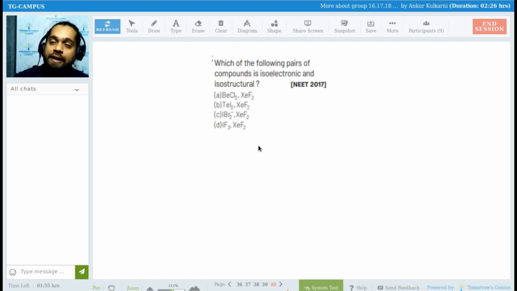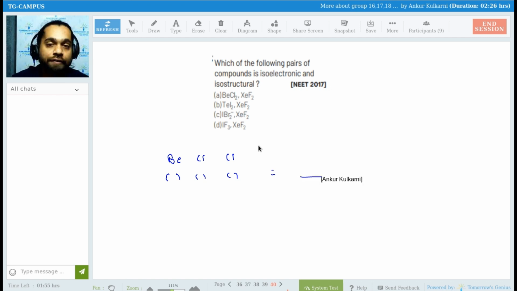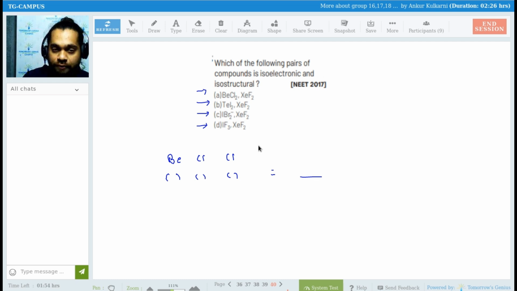So count the valence electrons. I'll give you one hint: Be, Cl, Cl. Count the valence electrons of this. Check which pairs are isoelectronic, and then go for isostructure. You never know, you may get the answer in isoelectronic itself. Come on, try.